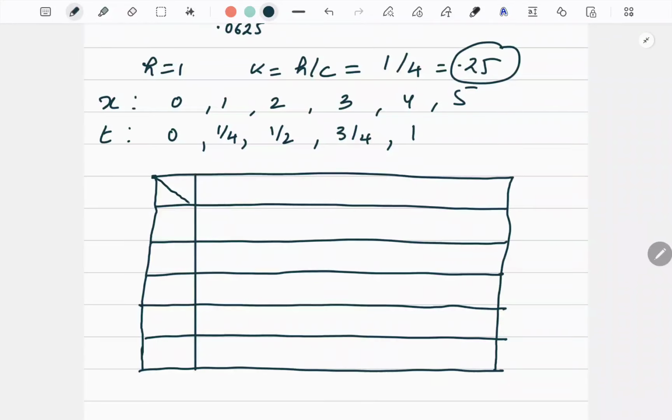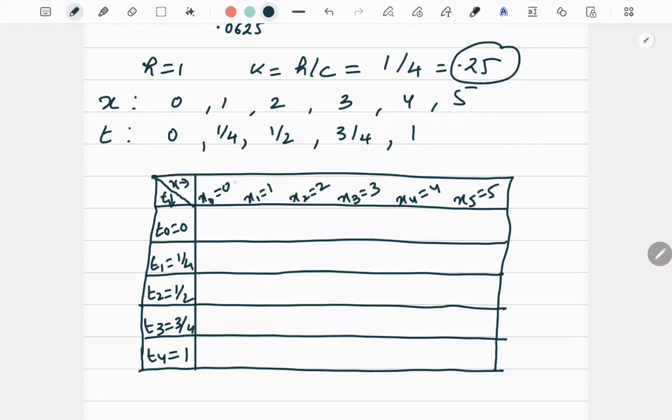Okay. So x and t. How is x changing? Don't forget the position. x0 is 0, x1 is equal to 1, x2 is equal to 2, x3 is equal to 3, x4 is equal to 4 and x5 is equal to 5. Same with t: t0 is equal to 0, t1 is equal to 1 by 4, t2 is equal to 1 by 2, t3 is equal to 3 by 4 and t4 is equal to 1.